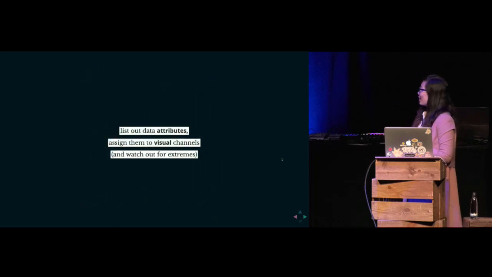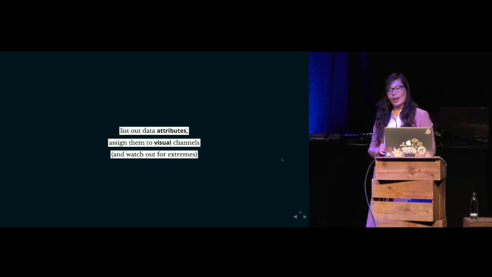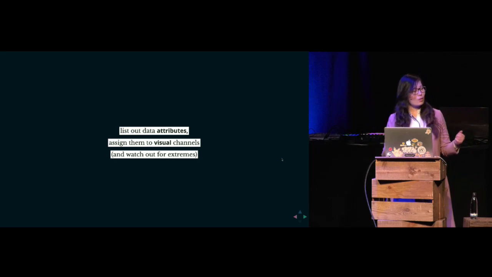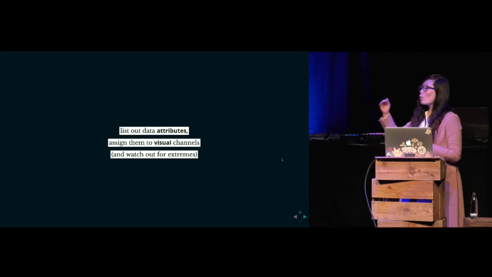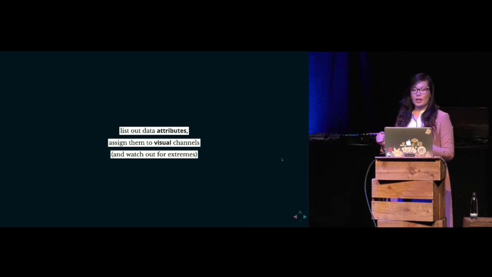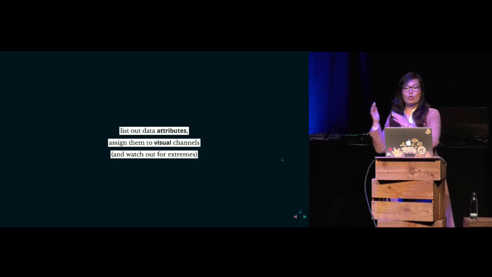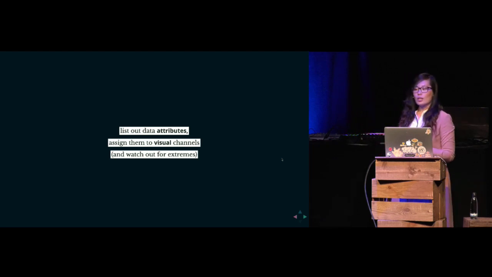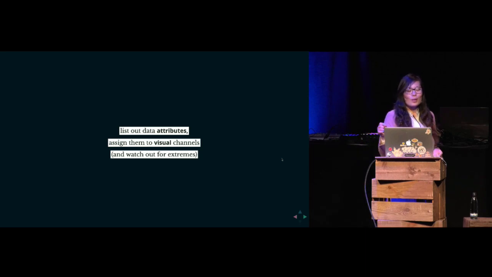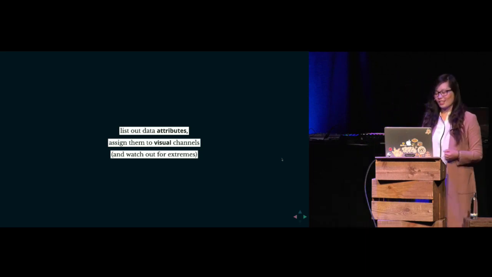And I learned this really important lesson that I should always list out my data attributes and assign them to the right visual channels. So for example, for quantitative attributes, like the day and the saturation and the hue, I can map those quantitative attributes to visual channels like XY positions, radius, angle, width, height. And for the categorical data attributes, I can map them to visual channels like colors and shapes. And always make sure to watch out for those extremes, those outliers.